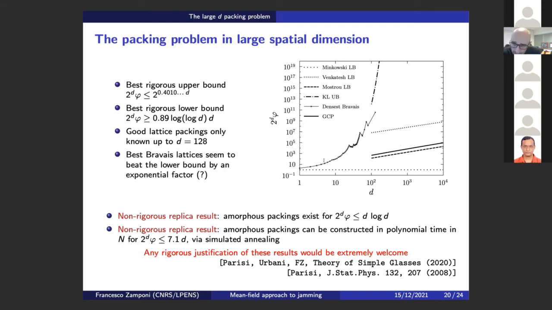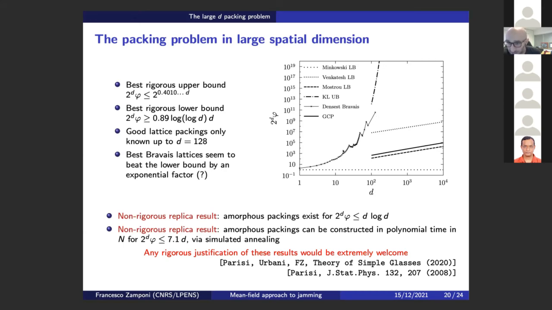So people then try to construct packings in a given dimension and try to increase the dimension. But when you increase the dimension, it becomes more and more complicated to find lattices because you have many directions. And so good lattice packings are only known up to dimension 128.